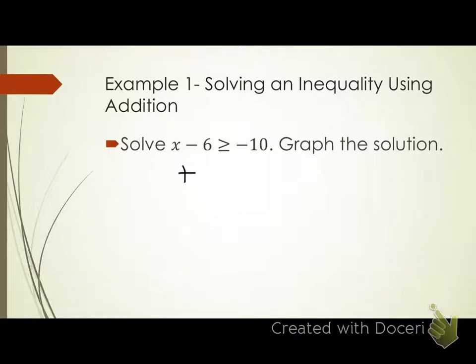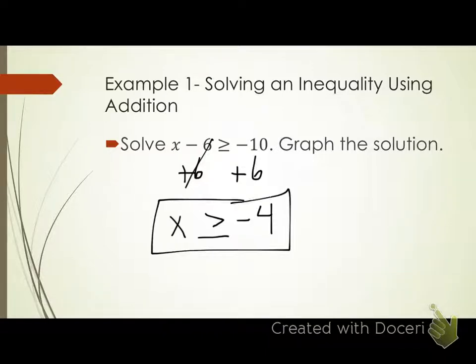Very good. If I add 6 here, it'll cancel out. Like we said, if we do one thing to one side of the inequality, I've got to do it to the other. What's left on the left-hand side? x. Greater than or equal to negative 10 plus 6, which is negative 4. Is x now by itself on one side of the inequality? There's my answer. Everyone good with that?